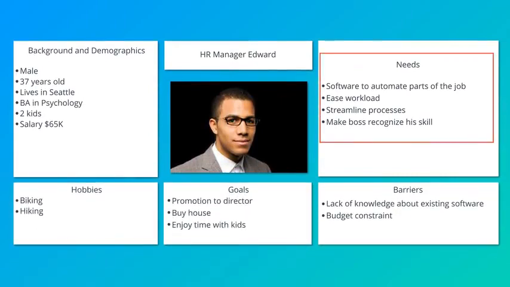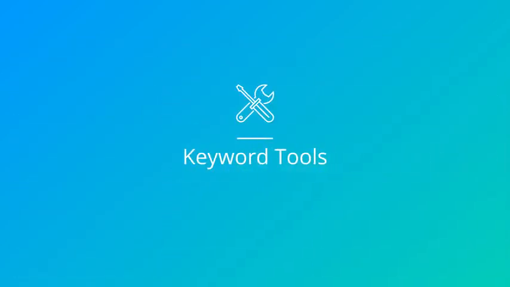Edward is looking for software that makes it easier for him to complete many parts of his job. From applicant screening to payroll management, Edward hopes that software like that will make him more efficient, ease the workload, streamline processes, and he ultimately wants to make sure his boss thinks highly of his performance. With Bamboo HR's target persona in mind, we can better focus our keyword discovery. Let's take a look at some tools that marketers in the industry use.